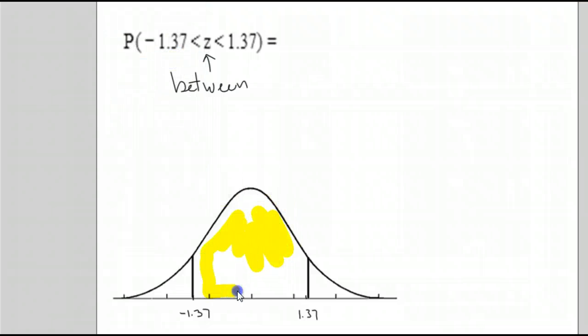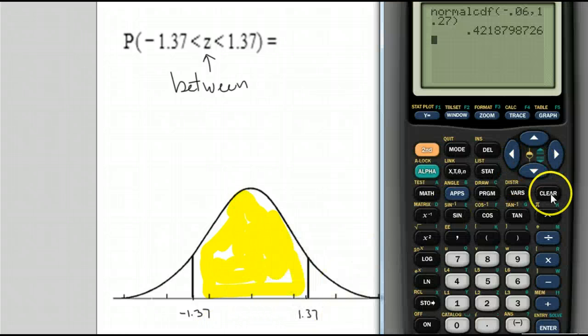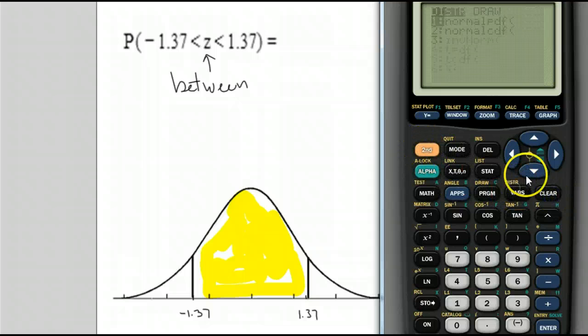Always a good idea to make a sketch of a bell curve and shade what it is you're looking for, because that sets up where does the shading start. It starts at negative 1.37. Where does the shading end? It ends at positive 1.37.